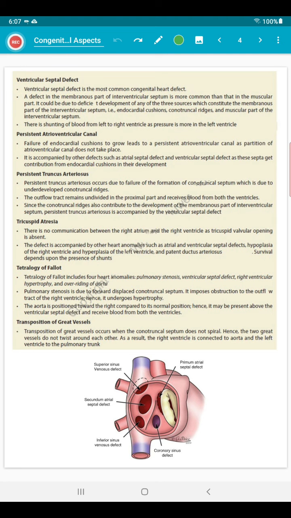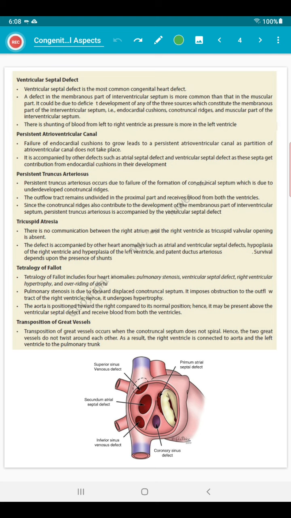Now tricuspid atresia, closure of the tricuspid valve. There is no communication, as you can understand from the term atresia, between the right atrium and right ventricle. So, as the tricuspid valvular opening is absent, the defect is accompanied by other heart anomalies such as atrial septal defect and VSD, hypoplasia of the right ventricle and hyperplasia of the left ventricle.